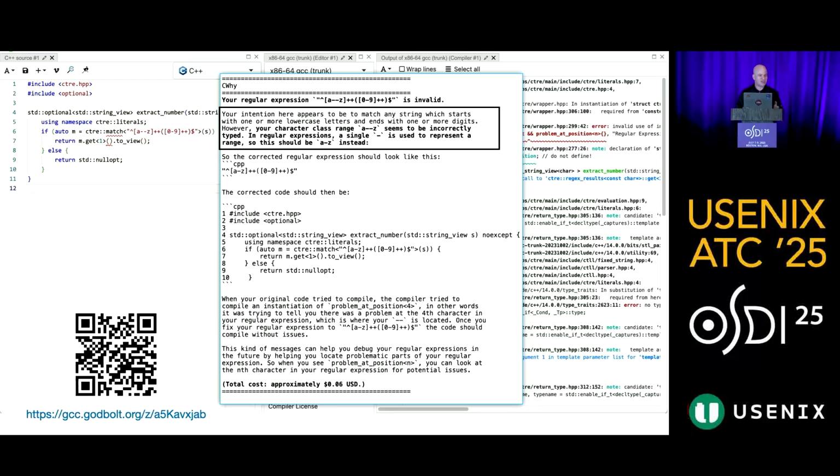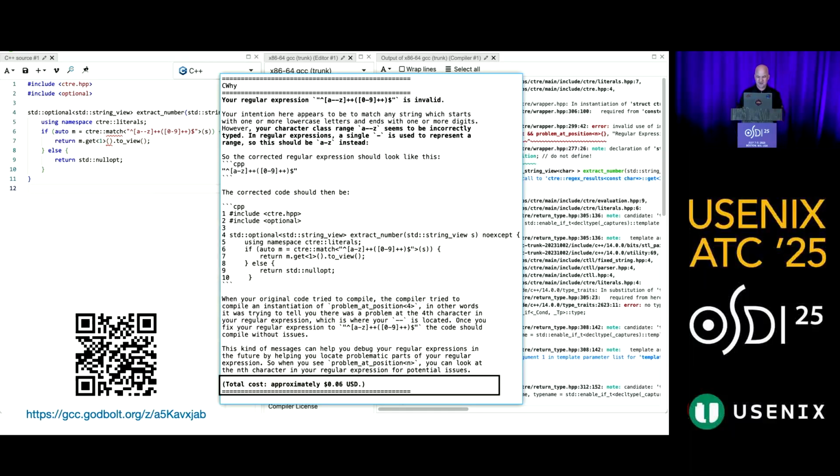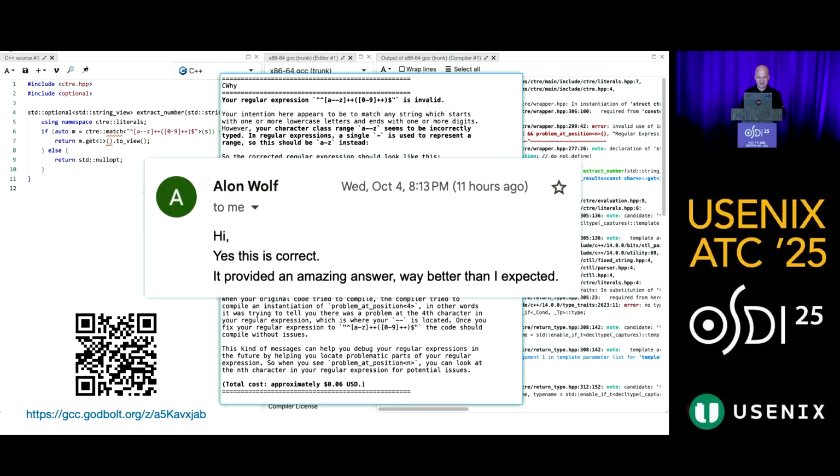So it understands regexes. So here is this library, and here's whatever language-specific information you could imagine it might be able to understand, but it actually gets to the root cause of the problem. And this is a brand new library. The guy just released it at the conference, and the LLM was still able to reason about it without any training data at all. All right? And again, it cost a couple cents. And I ran this by the presenter. He said, yes, this is correct. It provided an amazing answer, way better than I expected.